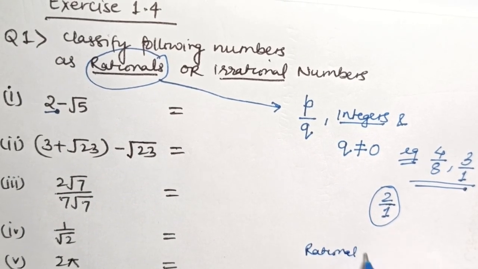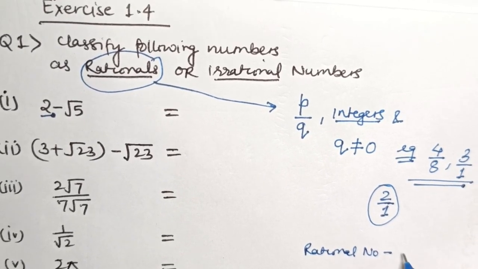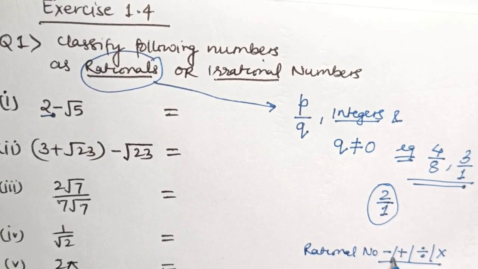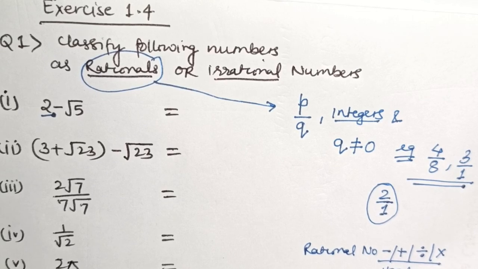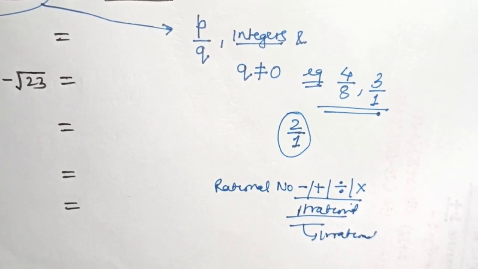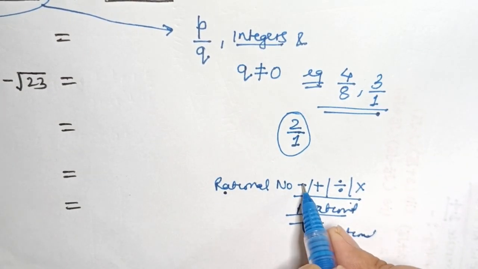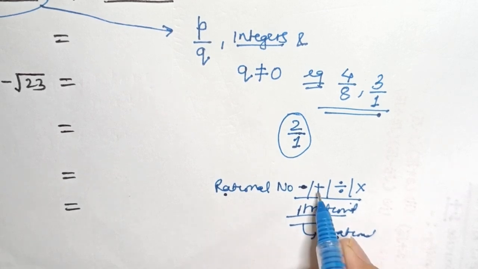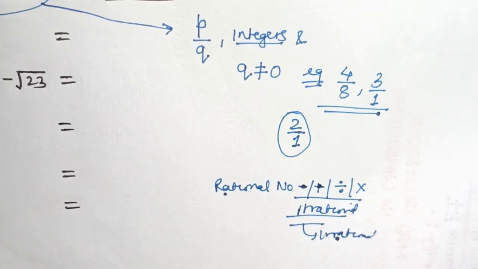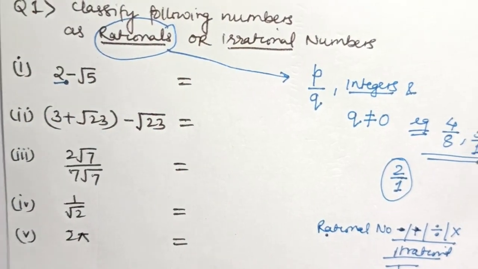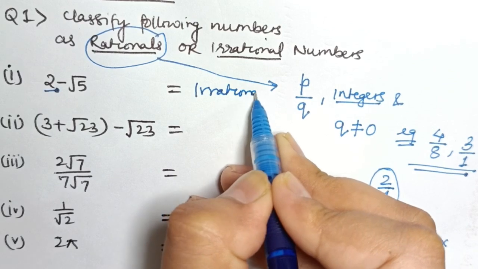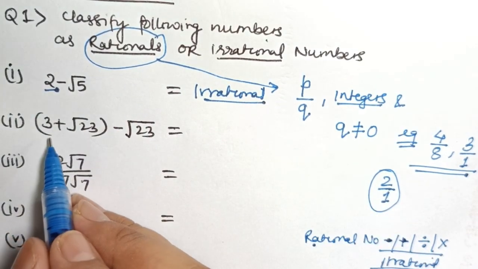So 2, that is rational, minus irrational will be what? If an irrational number is subtracted, added, divided or multiplied with a rational number, the resultant will be an irrational number only. Okay, so if you add an irrational number to a rational number, or subtract an irrational number from a rational number, meaning if an irrational number is touching a rational number, then that answer will be irrational only. Okay, so the first one will be irrational.